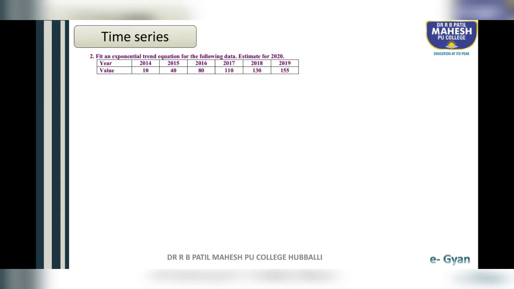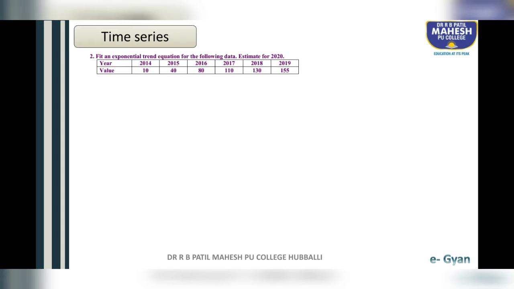Fit an exponential trend equation for the following data. Estimate for 2020. The first column, year, is given from 2014 to 2019. The next column, value, goes from 10 up to 155.